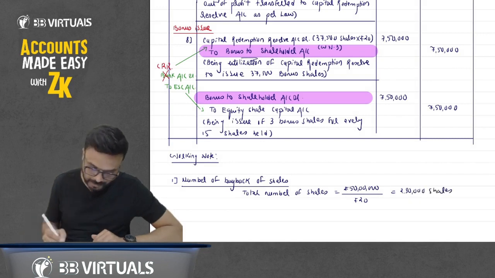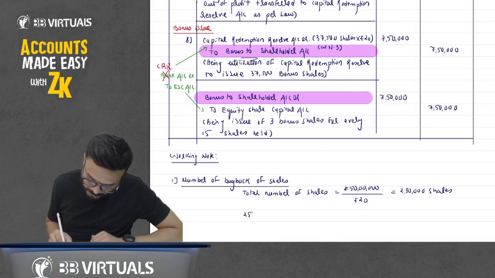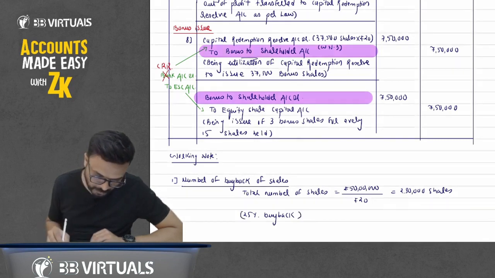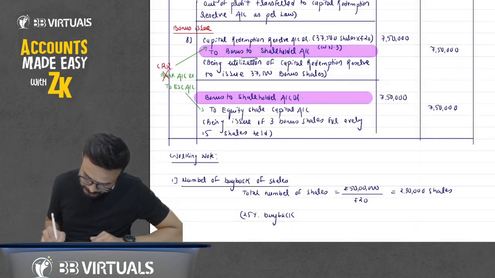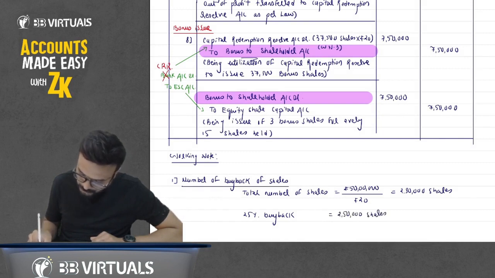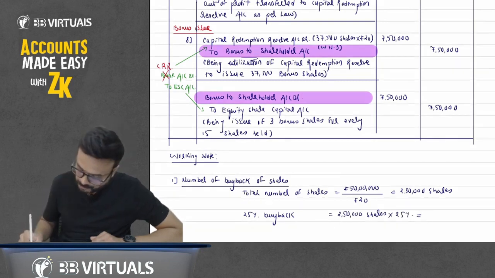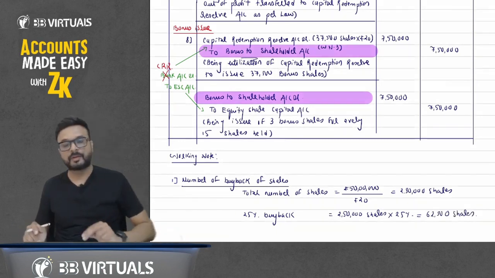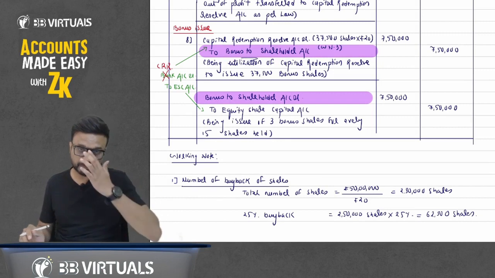Now, 25% buyback. So write down here number of buyback shares. For the 25% buyback, how many shares are bought back? It is 2,50,000 shares multiplied by 25%, that comes to 62,500 shares.